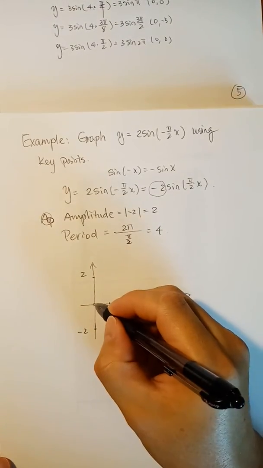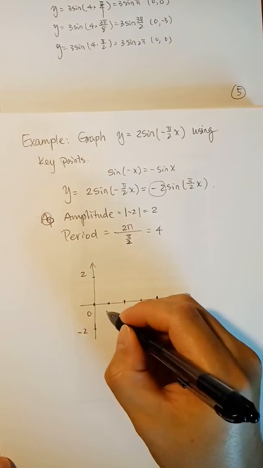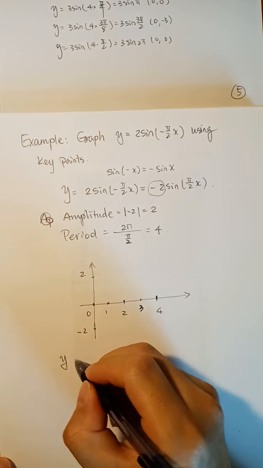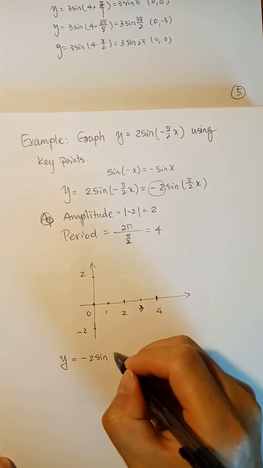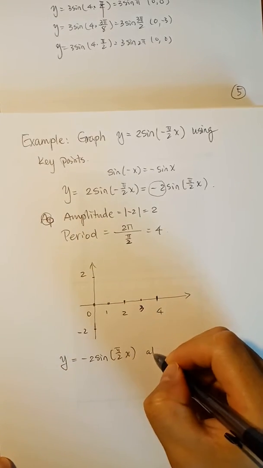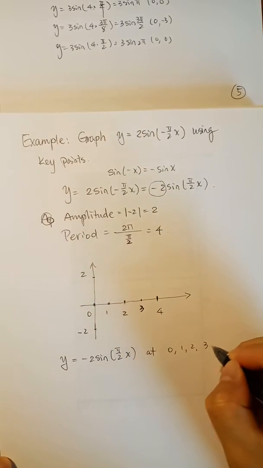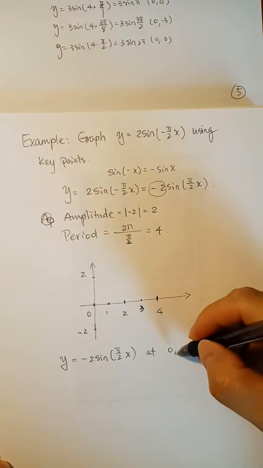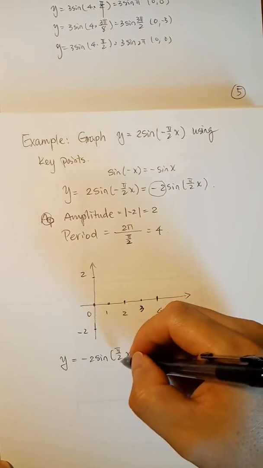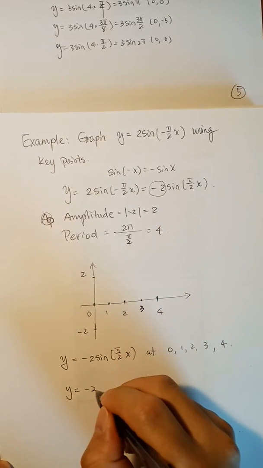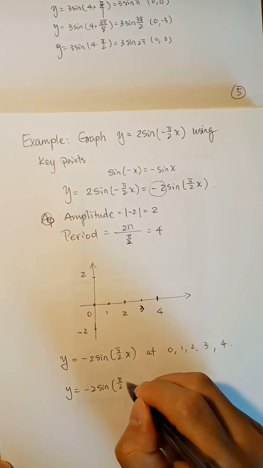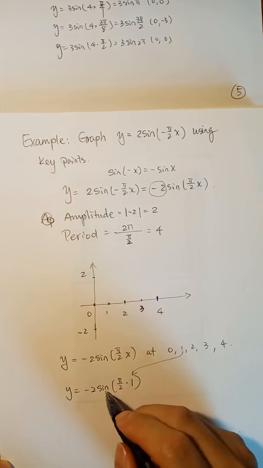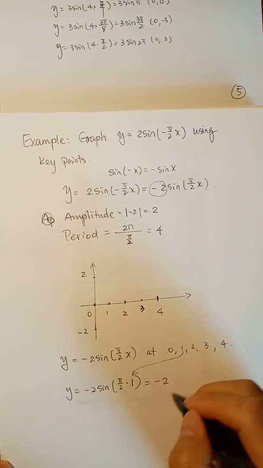Okay, then you will have 0, 1, 2, 3, 4. You evaluate the function at 0, 1, 2, 3, 4. You check the value. When you get 0, it's 0. When you get 1, it is sine pi over 2. So let's just do one evaluation. We choose 1 here. When you get 1, pi over 2 times 1 is pi over 2. Sine pi over 2 is 1, so it's negative 2.